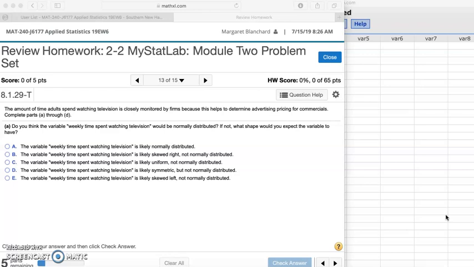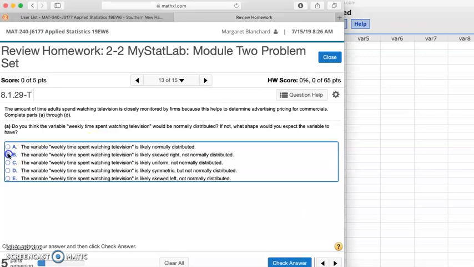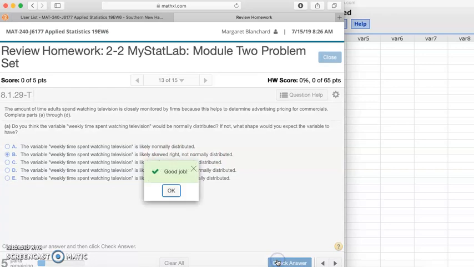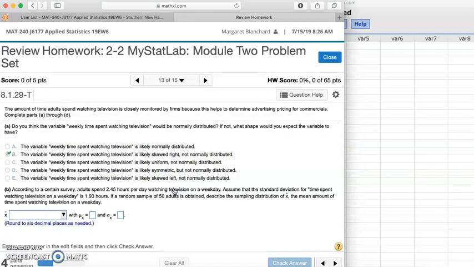Remember, that means that the tail is on the right and the bulk of the data is on the left, on the lower end of the range. So that's option B. The variable weekly time spent watching television is likely skewed right, not normally distributed. Good job.